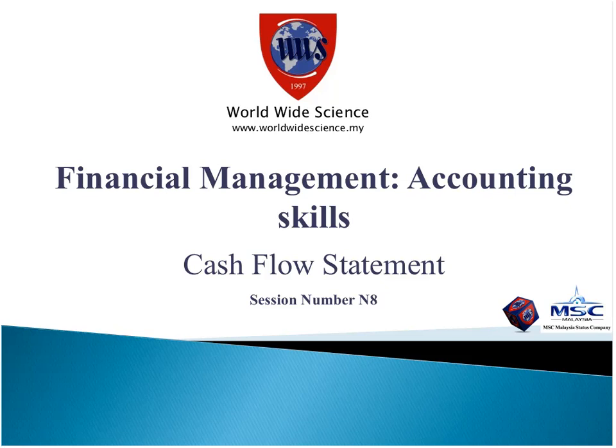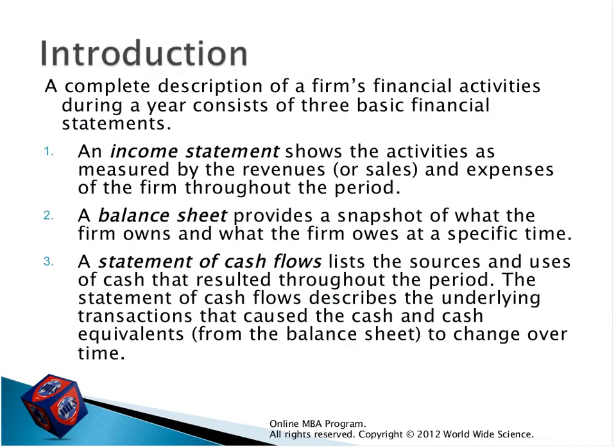So let me show you the cash flow statement here. A complete description of a firm's financial activities during a year consists of three basic financial statements. We know that all companies prepare three kinds of financial statements at the end of the year, right? The first is the income statement, which we've done already. We know how to interpret and prepare income statements, and that the income statement shows the activities as measured by the revenues and expenses of the company throughout the period, right?